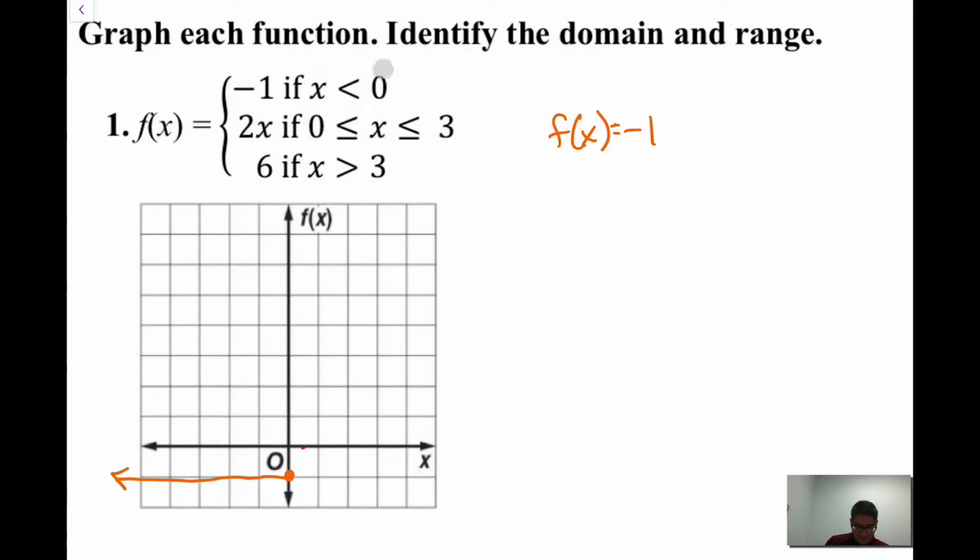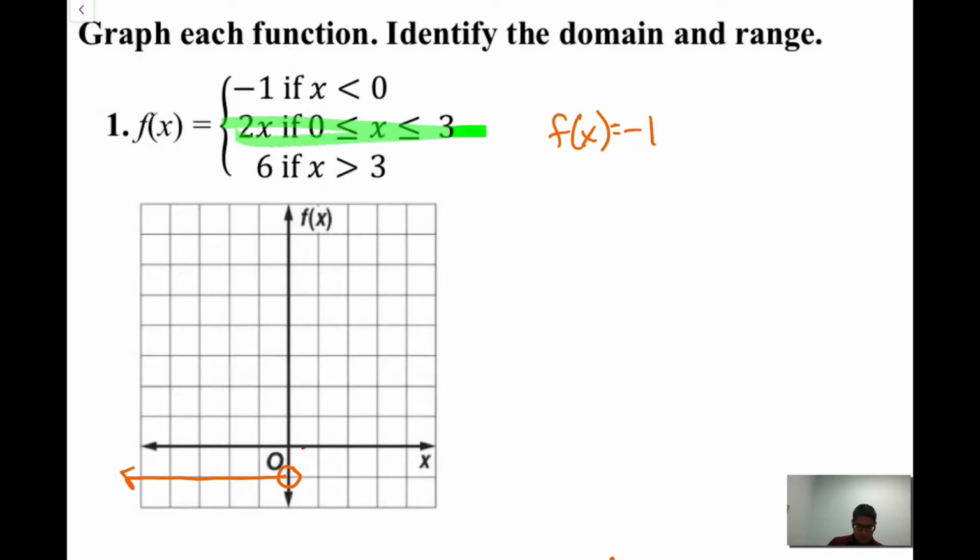The next thing I want to pay attention to is this inequality sign. It is less than. Since it is less than, that means it does not include the actual 0 term, so I do an open circle. And I'll probably want to address that earlier next time.